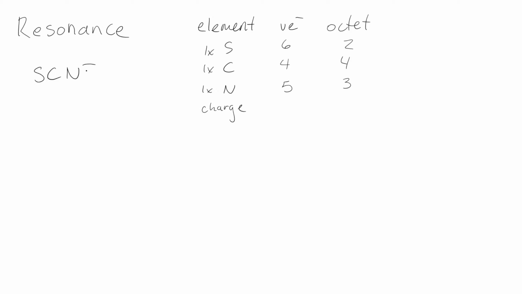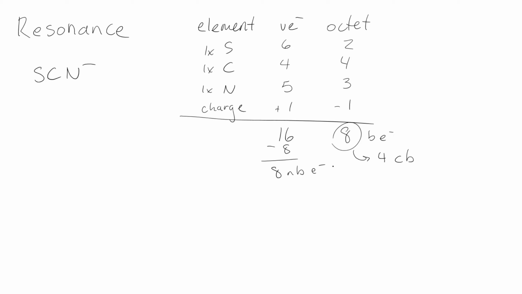For the charge, since it's a minus charge, that means there's an extra electron in the molecule, and it needs to lose it, right? In general, molecules tend to want to be at 0 charge, and so that's going to try and lose one of those electrons to somewhere, right? Okay, so let's tally this up. That's 6 plus 4 plus 5 plus 1. That's 16 total valence electrons. 2 plus 4 plus 3 is 9, minus 1 is 8 bonding electrons, right? So that tells us there are 4 covalent bonds and 8 non-bonding electrons, right?